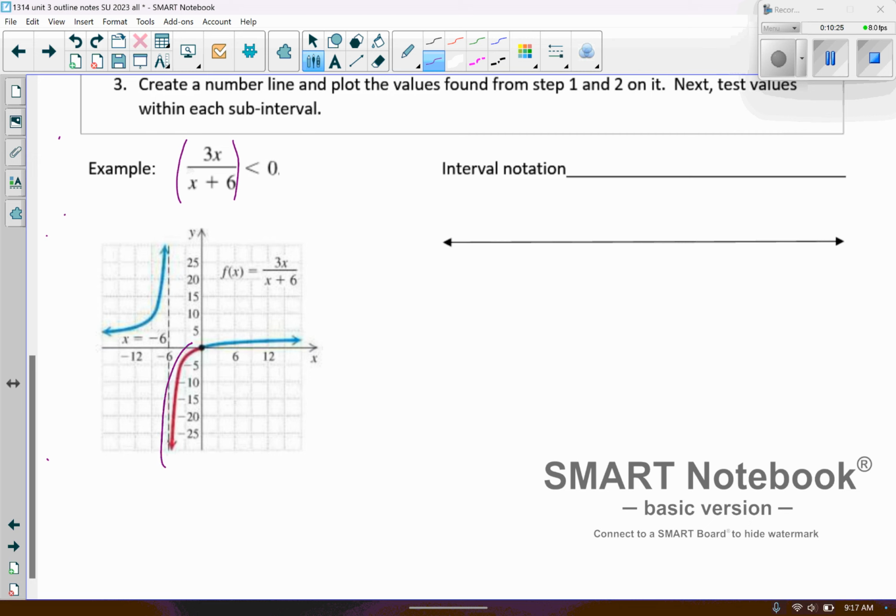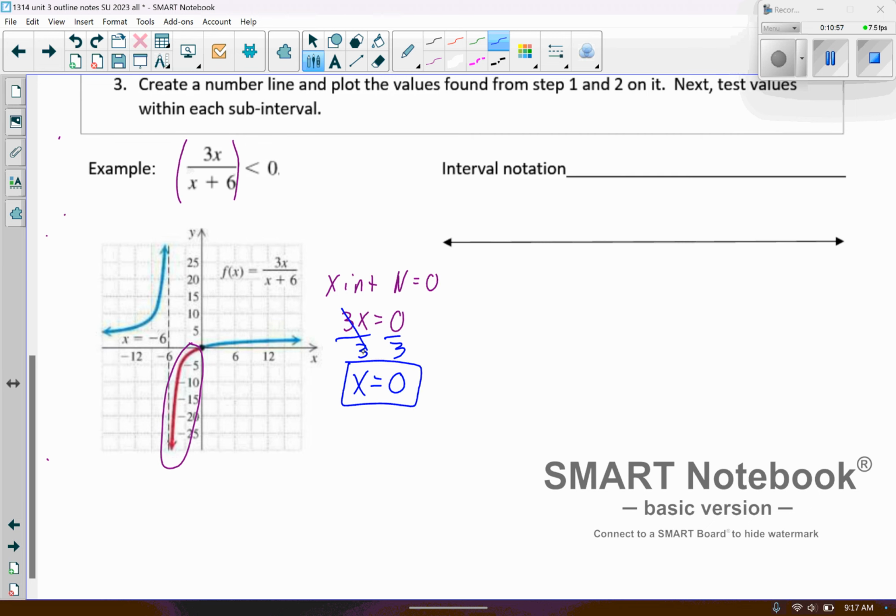And so you can already see that this is the solution right there on the graph, because all those values are less than 0, right? But obviously we're going to follow those procedures so we can see this, because we won't always have the picture. So step 1 is find the x-intercept by setting the numerator equal to 0. So we take 3x, set that equal to 0, and solve. Divide by 3 on both sides, and so we get x equals 0.